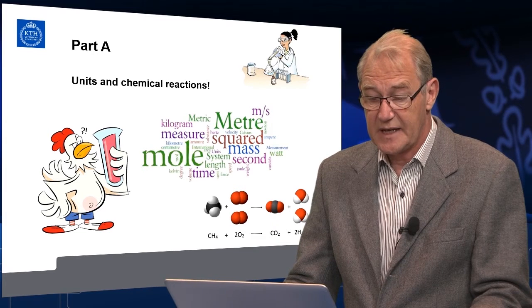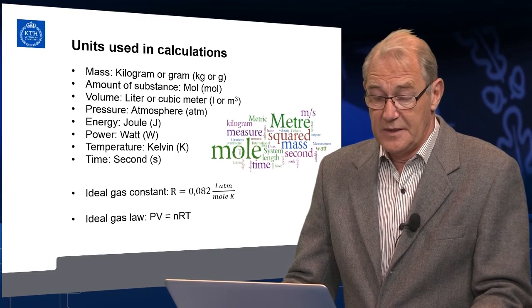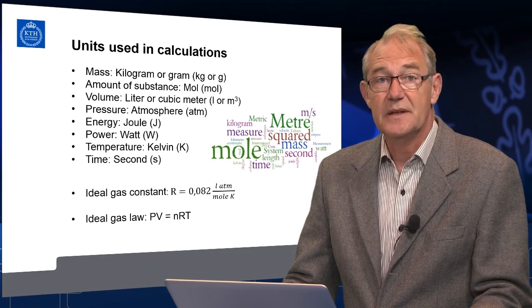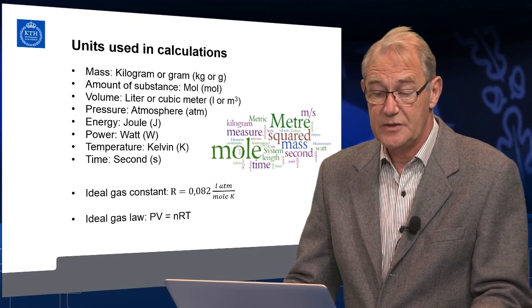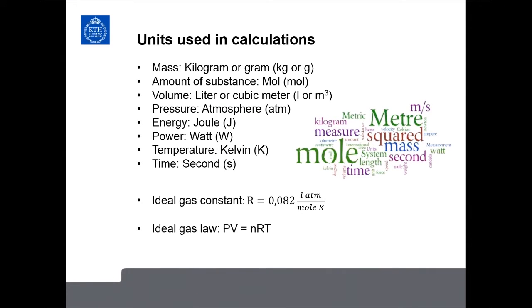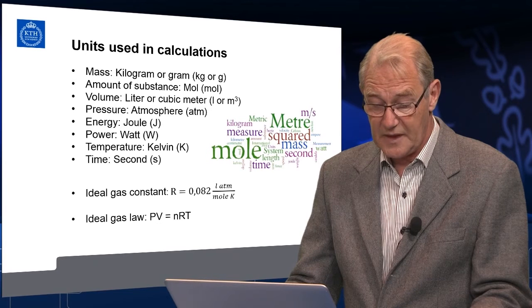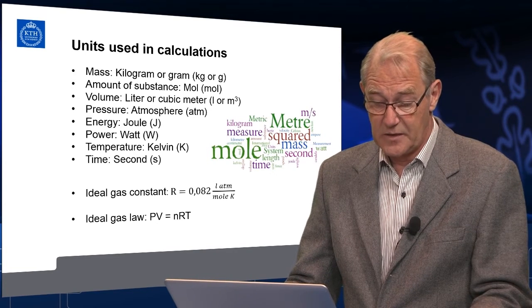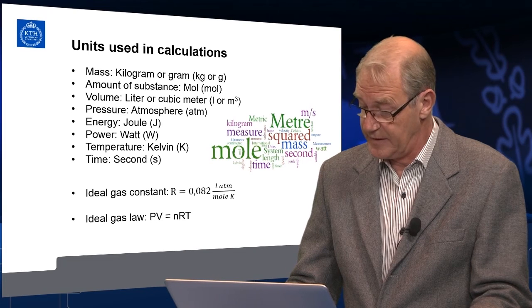Part A, units and chemical reactions. The units used in this course are the SI units, which are listed in this slide. I have also listed the ideal gas constant that is used, and note that it is in liter, atmosphere, mole and Kelvin, which is convenient for the coming calculations. And we have the ideal gas law, where the R is incorporated.